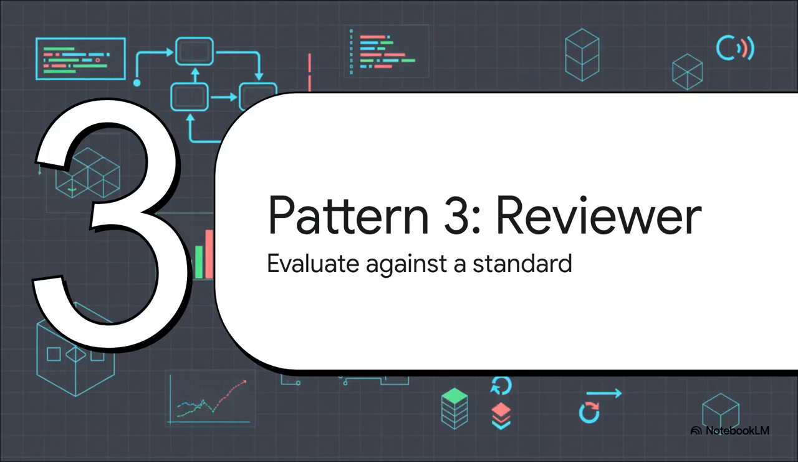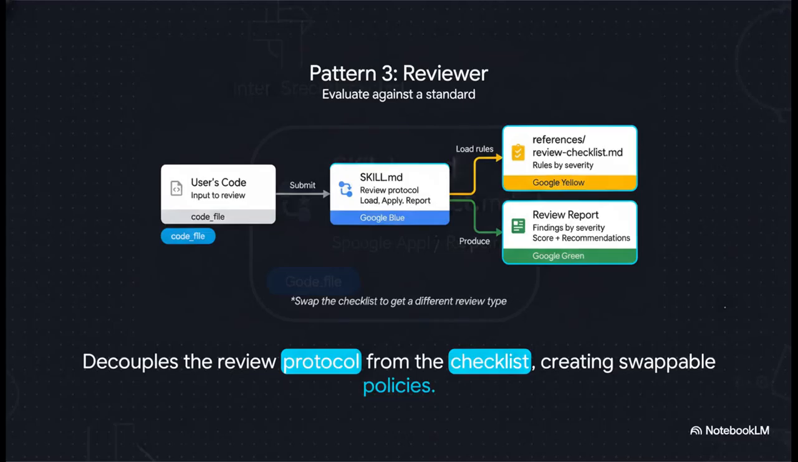Moving on to pattern 3, the reviewer. This is where things start to get really surgical, really policy-driven. Vague feedback like, yeah, that looks good, is totally useless for an agent.